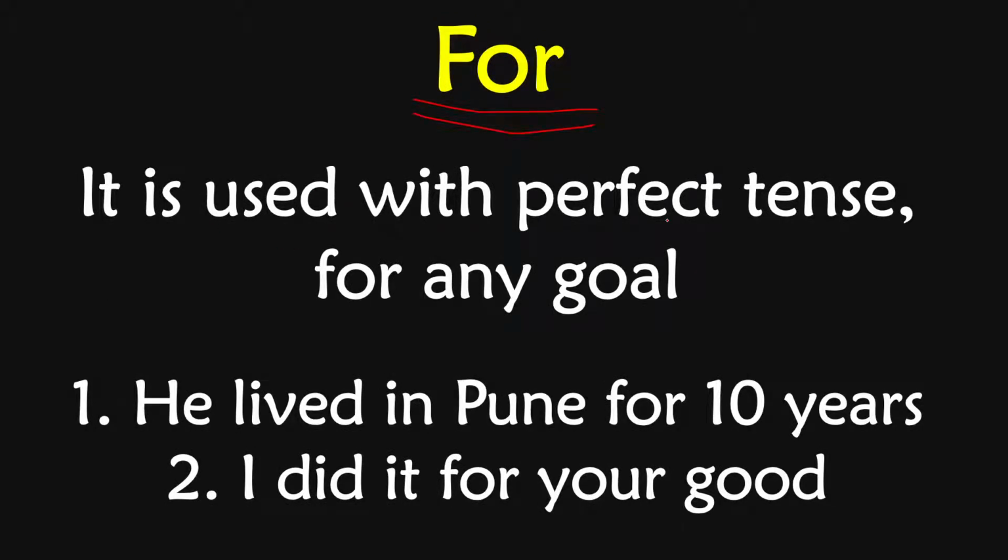So this is the next, for is the preposition. It is used with perfect tense and to show any goal also. How it is used in the perfect tense, like lived in Pune for 10 years, as we learnt. And to show any goal, like, I did it for your good. So for we are using in the perfect tense and to show any goal.